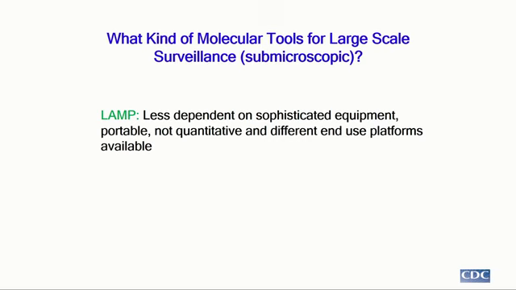What kind of molecular tools are needed for large-scale surveillance, particularly in characterizing submicroscopic infections? Of course, different formats of PCR are available. But when it comes to implementing them in the field, something like the LAMP platform seems to offer some advantages, as it is less dependent on sophisticated equipment and can be portable, and there are different versions available that could be used reasonably in the field. So I just want to give some examples.